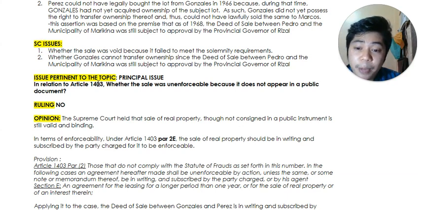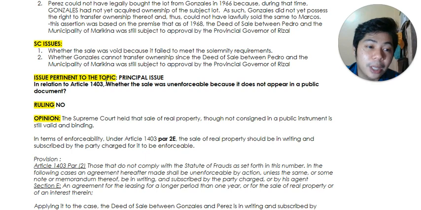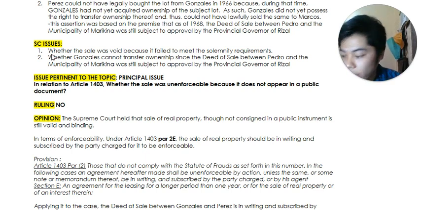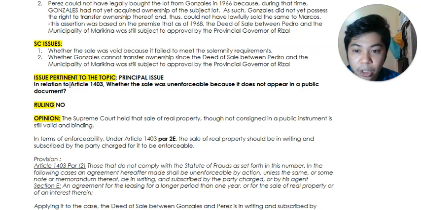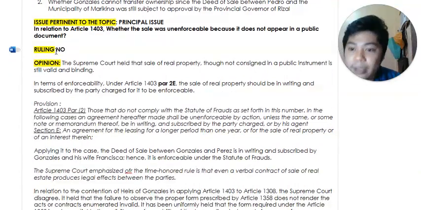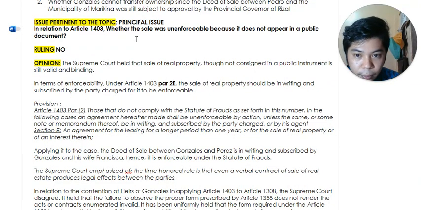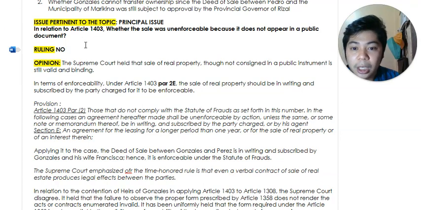Okay, so next, as you can see, the Supreme Court laid down the issue of whether the sale... So this was my very personal issue. These are also the questions that I will be asking in your exam. It was personalized because I think this is the most important or significant issue related to the provision. So next is, what is the ruling? Did the Supreme Court agree with the issue?